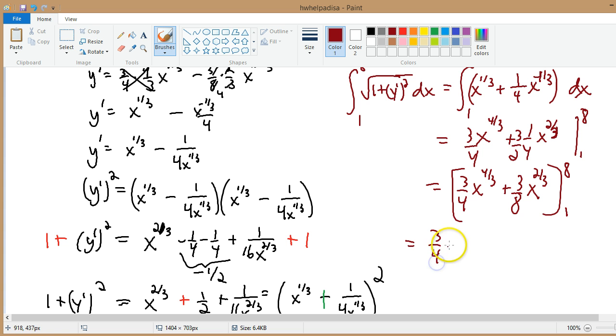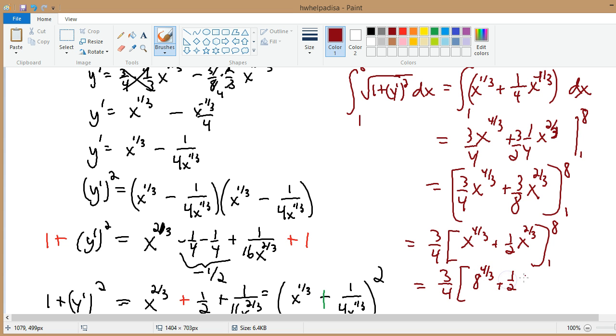So 3/4 can be factored out, and we'll have x to the 4/3 plus a half of x to the 2/3. Might make your life a little easier. And so what we get out is 8 to the 4/3 plus half of 8 to the 2/3. And then 1 plus a half, because 1 to those fractional exponents is just a 1.